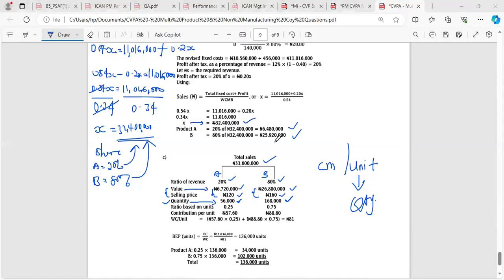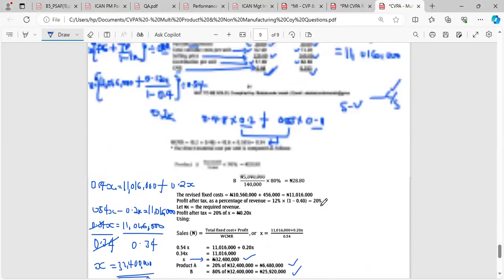Okay. All right, so what do we do next? How do we get 0.25? And how do we get 0.75, which is our ratio? How do we get it? Please do 56,000 plus 168,000. What do you have? This one, the total. 224,000. So the way we did it that time, 224.